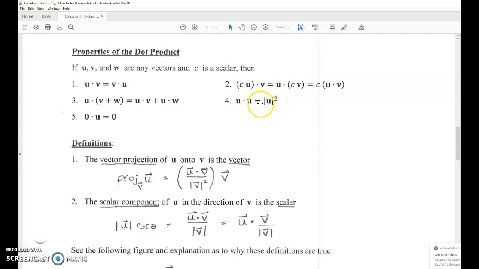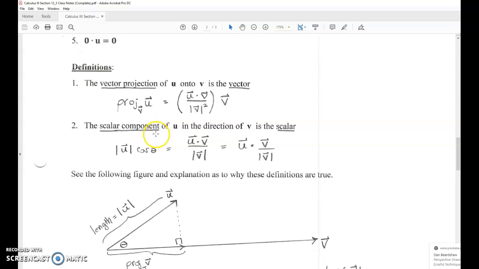Also, one thing that's very important is notice that the length of u squared is actually u dot u, which makes sense, right? u1 times u1 is u1 squared, plus u2 times u2, u2 squared. So it's the same way of writing the length of u squared, and sometimes we'll see that when that's what we want, either one of those.